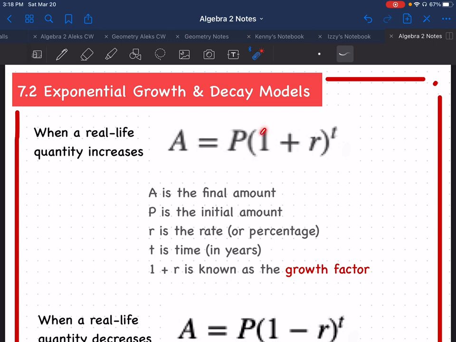This part right here, 1 plus R, is known as my growth factor. You'll know it's a growth factor because it has a plus in it. This is how I know that I'm growing, okay?